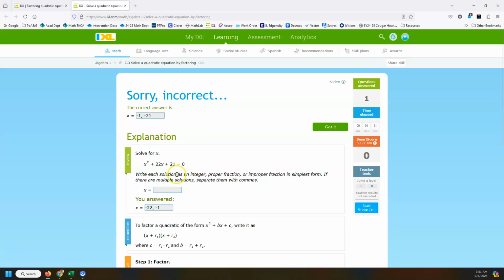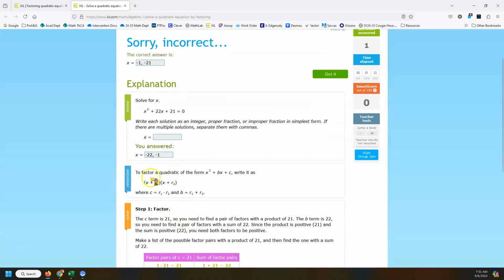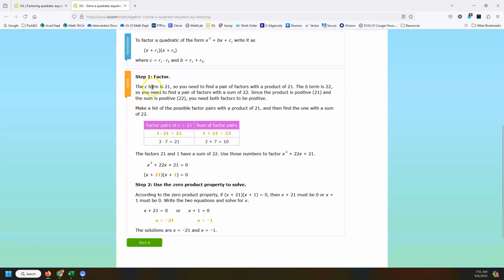So you will see here, this was the question. There is the reminder, and then how to solve it. This is something that you cannot see in MathXL. That's why I highly recommend having this used. We can use this for remediation.